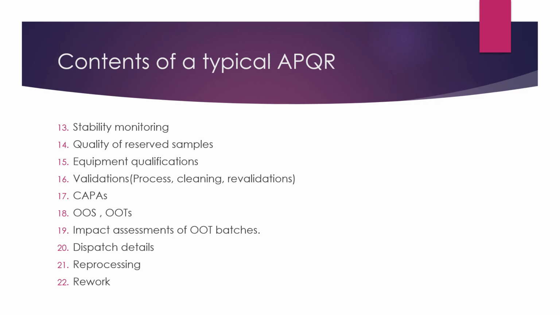Equipment qualification status, validations. Whatever validations have been conducted, either process, cleaning, or revalidations, or any kind of validation that has been initiated. Then CAPAs, OOS, OOTs, impact assessments of OOT batches, dispatch details, reprocessing batches, rework batches. So all these details have to be included.